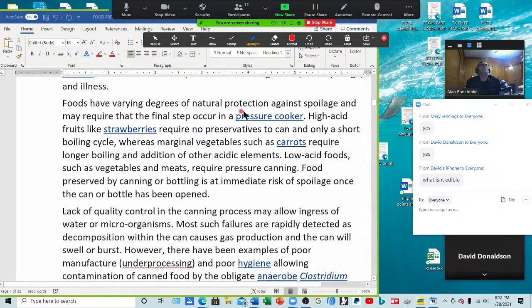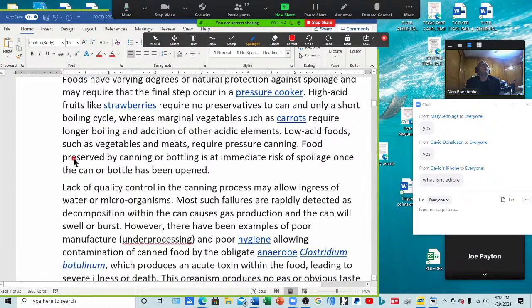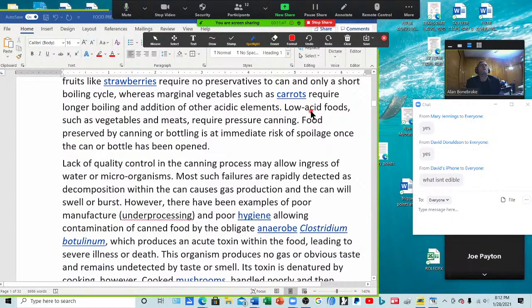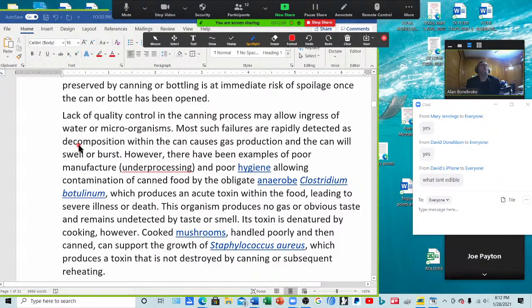Foods have varying degrees of natural protection against spoilage, and may require that the final step occur in a pressure cooker. High acid fruits like strawberries require no preservatives to can and only a short boiling cycle, whereas marginal vegetables such as carrots require longer boiling in addition of other acidic elements. Low acid foods such as vegetables and meats require pressure canning. Food preserved by canning or bottling is at immediate risk of spoilage once the can or bottle has been opened. Lack of quality control in the canning process may allow ingress of water or microorganisms.